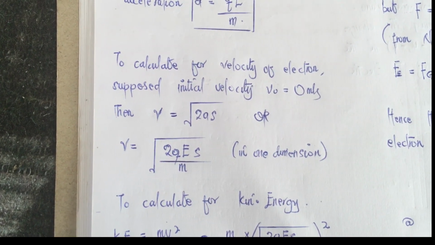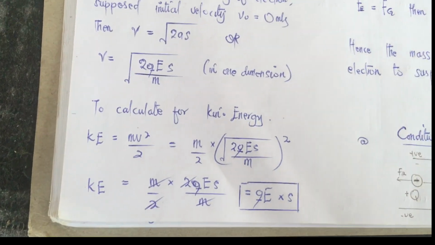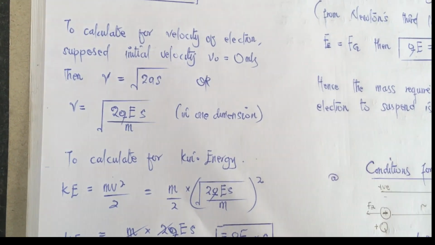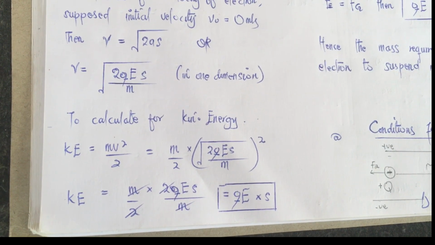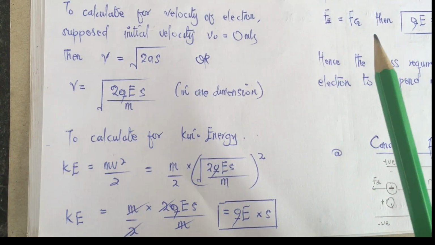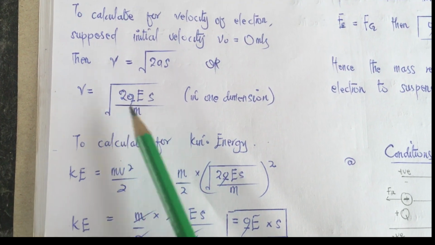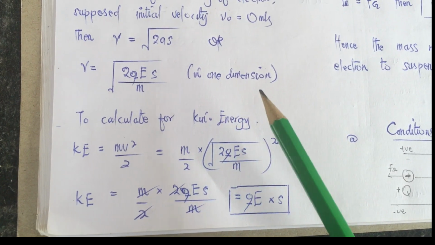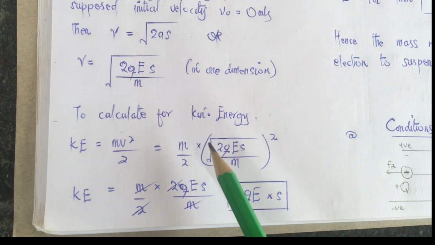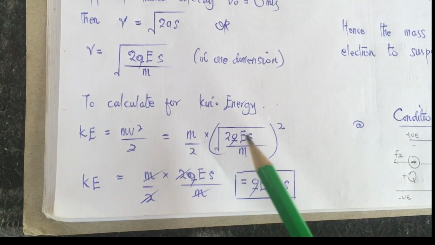That one we have to resolve in your y and your x components as well. So now let's move to how to calculate the kinetic energy. When you're calculating the kinetic energy, we know our v. This is the formula for the v. Our kinetic energy is equal to mass times velocity squared divided by 2. So our mass is here, divided by 2. Then this is our velocity.